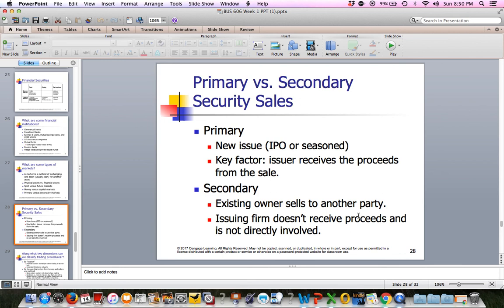And if you were to create your own brokerage account and buy and sell stock, you have no idea who you're buying and selling to. You don't know. But that secondary market is important because it allows people to buy and sell to each other quite easily.